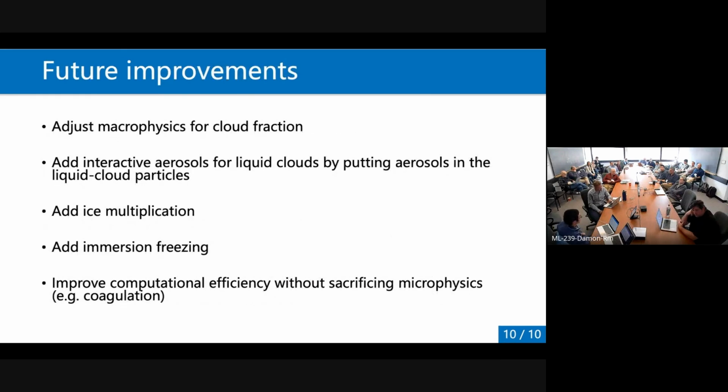So here are some of the future improvements. We want to adjust the macrophysics for cloud fractions. Right now we don't have interactive aerosols for liquid clouds. For those biases for the ice cloud, we plan to add ice multiplication and add immersion freezing. And lastly, we want to improve the computational efficiency without sacrificing much microphysics.